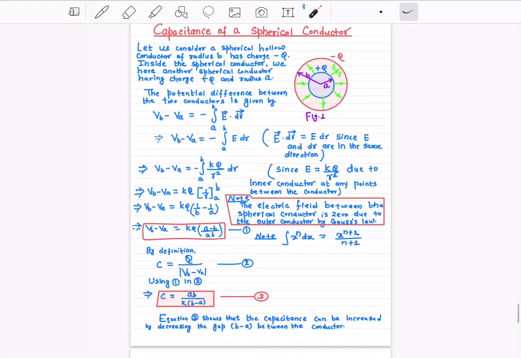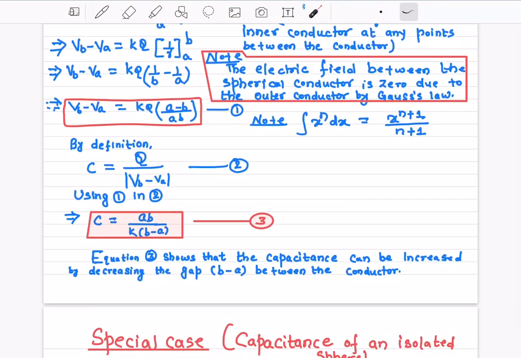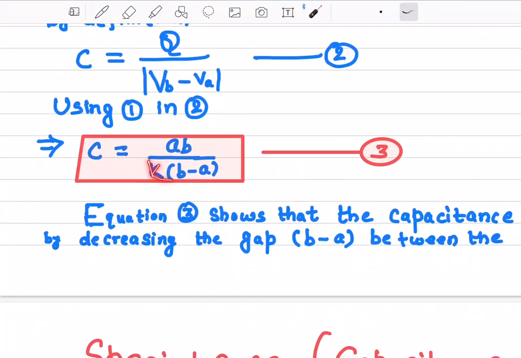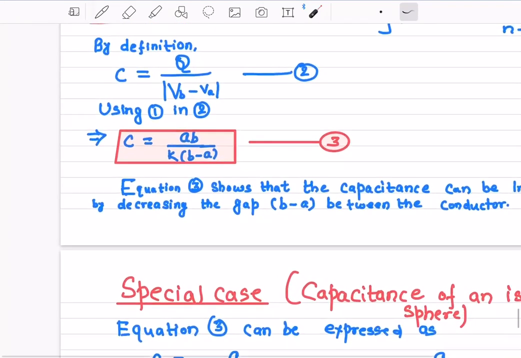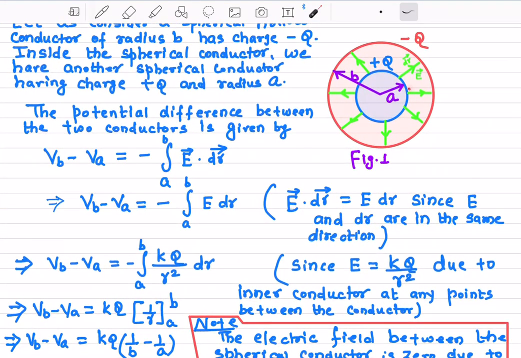It only depends upon the geometrical parameters. In this case, the geometrical parameter is the radius and the medium between the two conductors, which is determined by K here. So AB divided by K times (B minus A). What does this equation tell you? You can increase the capacitance by decreasing B minus A, or by making the gap smaller. There are two ways you can make the gap smaller, either by decreasing B or by increasing A.